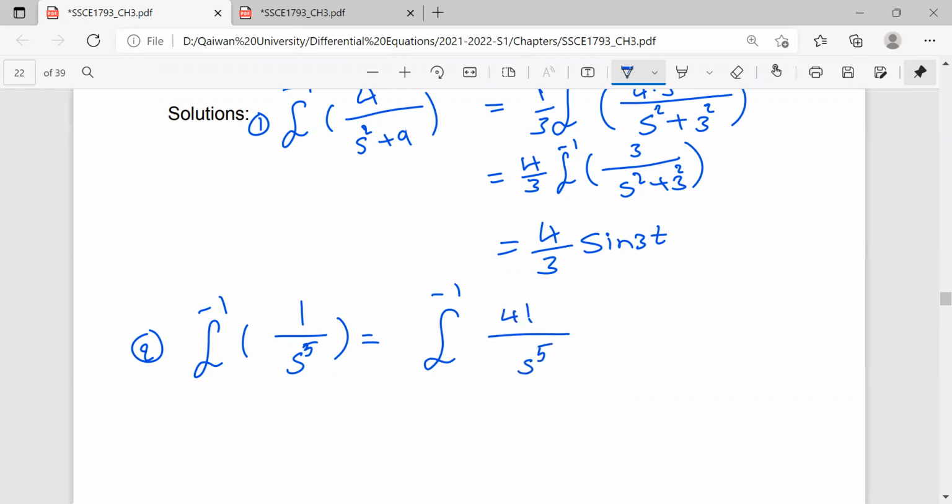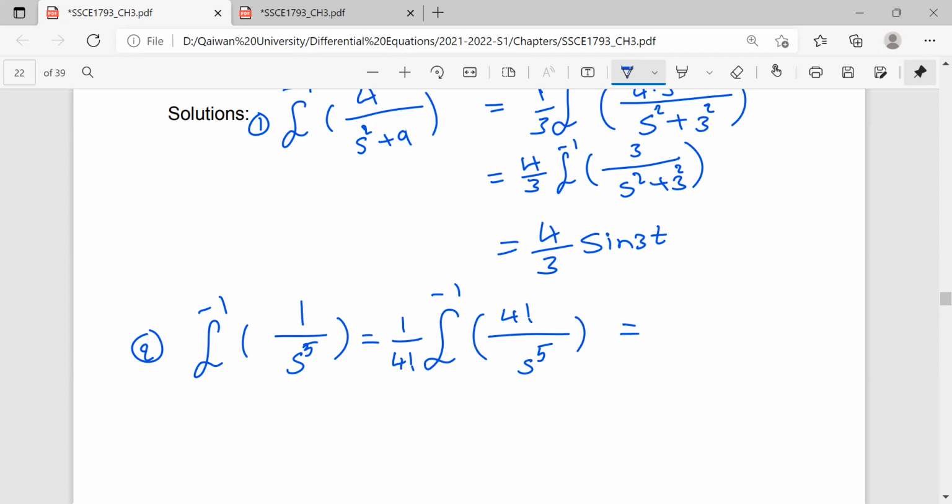Why don't you multiply it by 5 factorial? Because we have t to the power n, and this is n plus 1. We must have n factorial. This n plus 1 is 5, so n is 4. So we have 4 factorial divided by s to the power 5, and here we divide by 4 factorial.